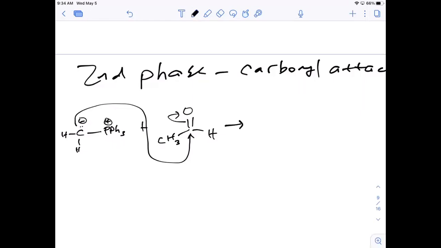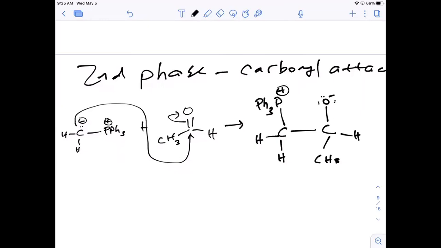So now I end up with this, and just follow this. So here's the CH2. That carbon now is bonded to the aldehyde carbon. And it's a similar type of deal. It's a tetrahedral intermediate after you expose that aldehyde to a nucleophile, right? And then here you have PPh3, and that's still positive.